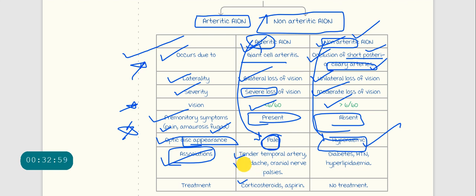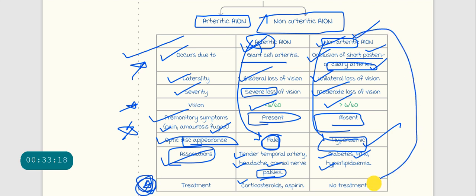The most important part is the treatment. There is no treatment for non-arteritic AION, but there is a treatment for arteritic AION, and that is corticosteroid therapy. Aspirin is also used, but the important one is that corticosteroids are used.